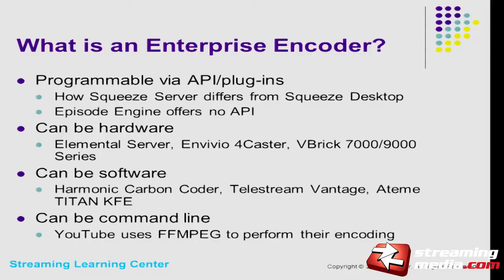Enterprise encoders, we talked about the API a bit. They're programmable via the API or via plugins. Interestingly, enterprise encoders can be hardware, they can be software, and they can even be command line. It's kind of funny. You wouldn't think FFmpeg was an enterprise encoder, but that's what YouTube uses for all their encodes, and they encode more than anybody. So, that would qualify as kind of an enterprise encoder.